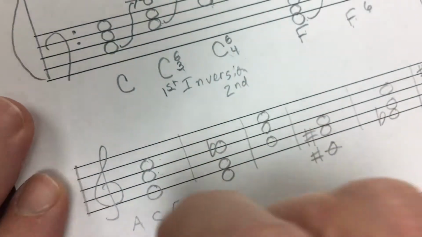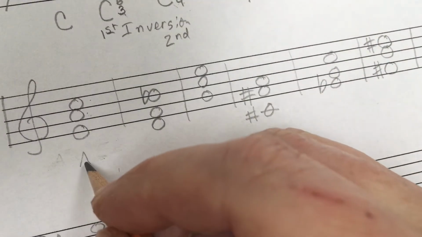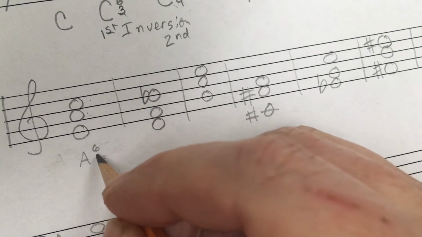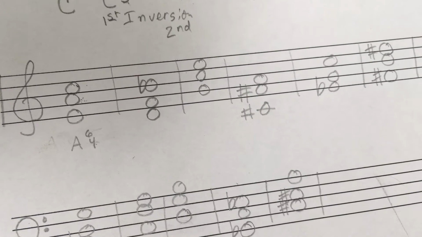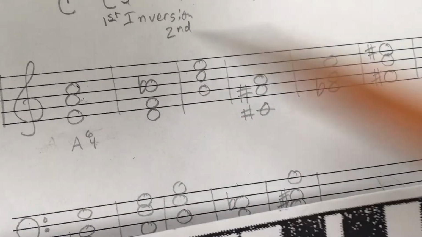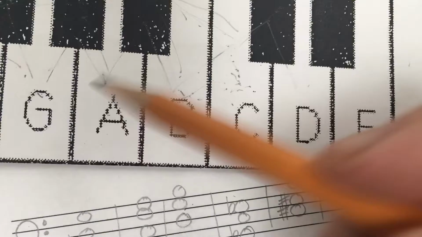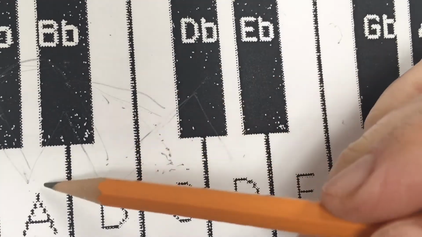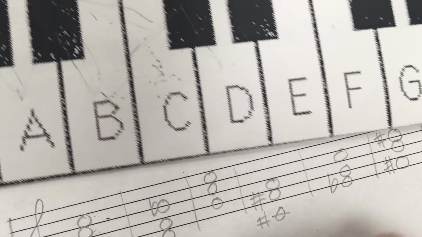So we're going to write A 6/4. But what about the quality? Let's count the distance from A to C because we know A is the root. Okay, here's our handy dandy paper keyboard. Let's count the half steps. Ready? 1, 2, 3. So we know it's 3.